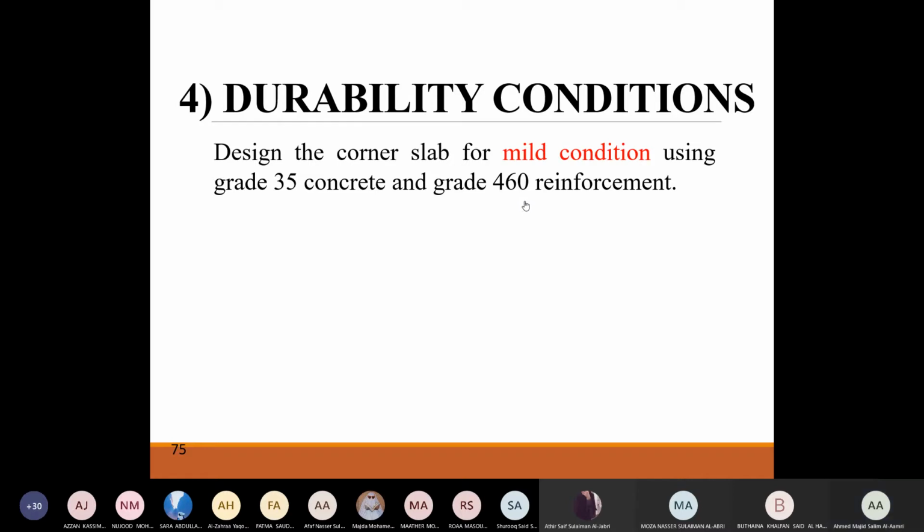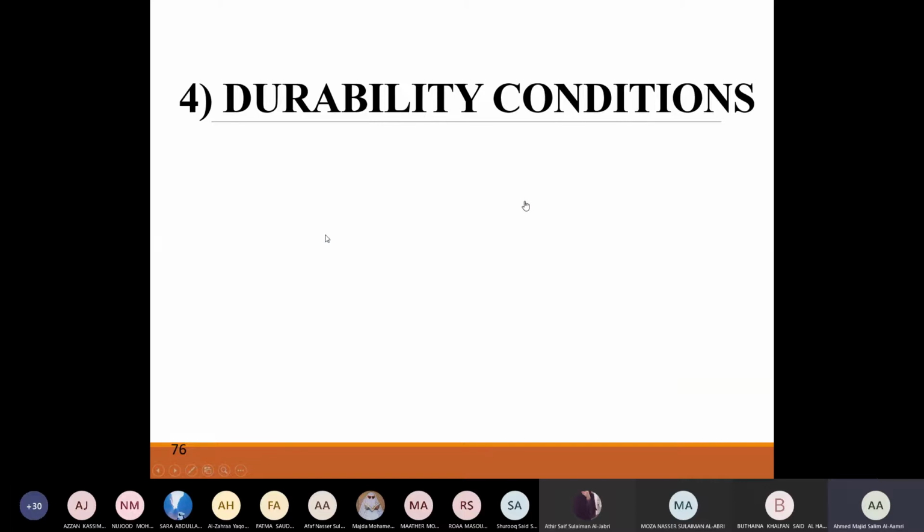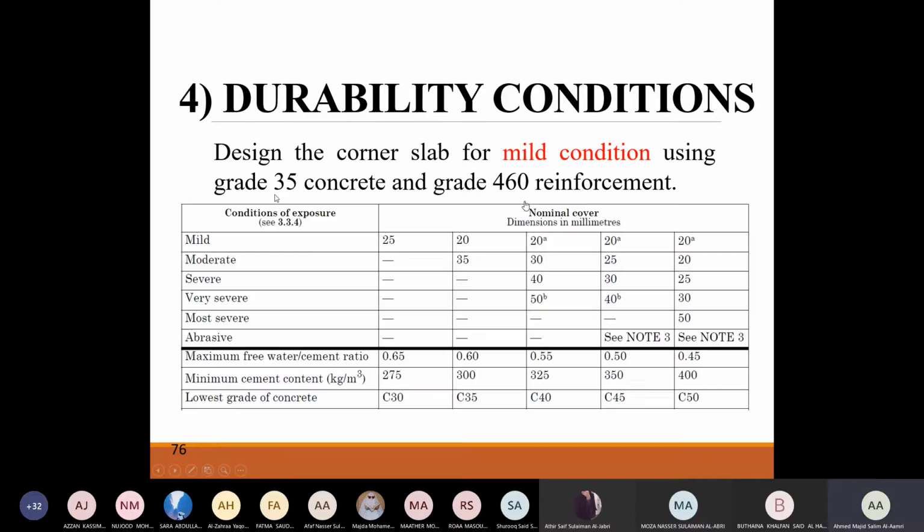I have already told you what is mild, moderate, severe, very severe, most severe, and aggressive, so I will not return to it. Basically the question is asking us to go for mild. Now we have mild and grade of C35, so the proper cover to be chosen is 20. Doing that, we were able to find our cover. The cover is now 20.